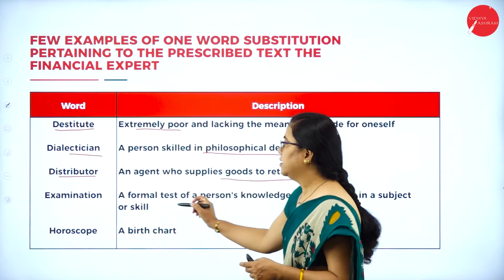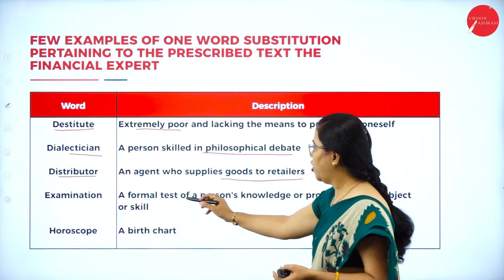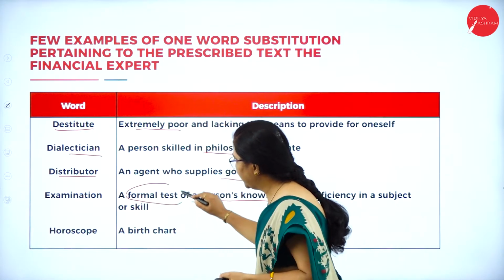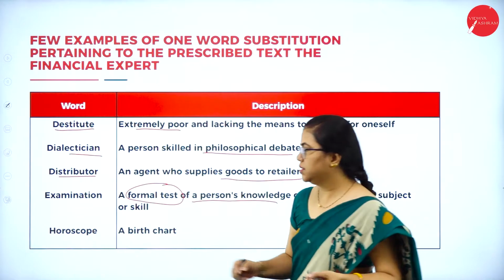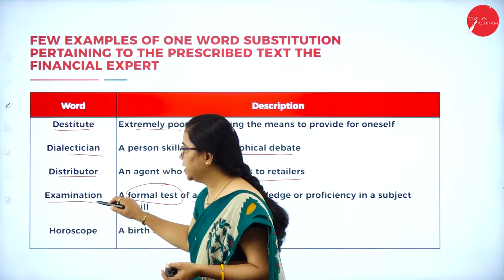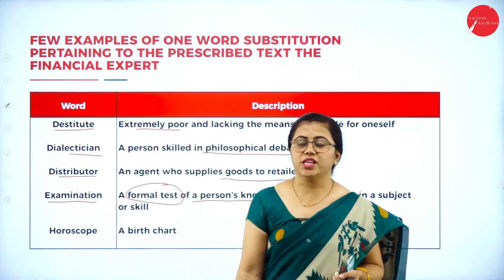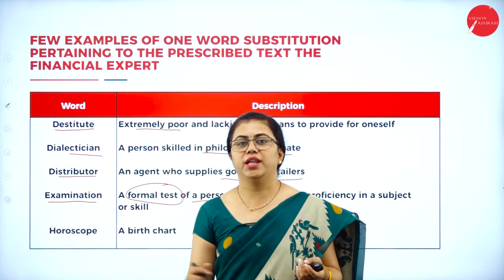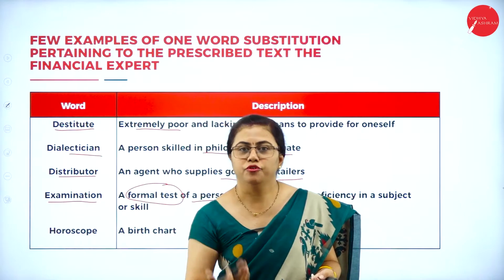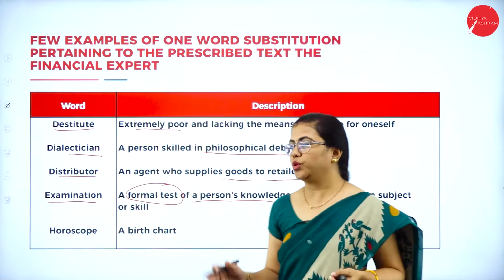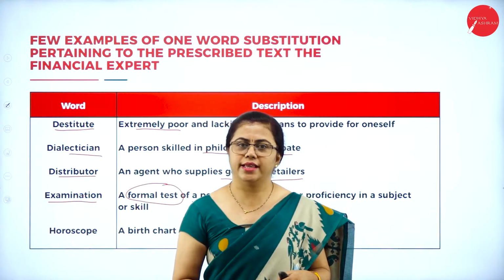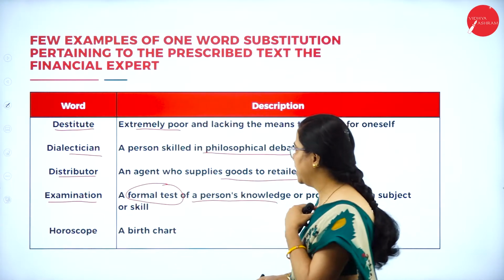Fine. Then this is very well known to you: a formal test of a person's knowledge. It's a formal test that the school or college conducts, an examination. This is in relation to Balu, who faced the examination and failed in his exams. You can say Balu had failed in his examination. Something like that can be said.